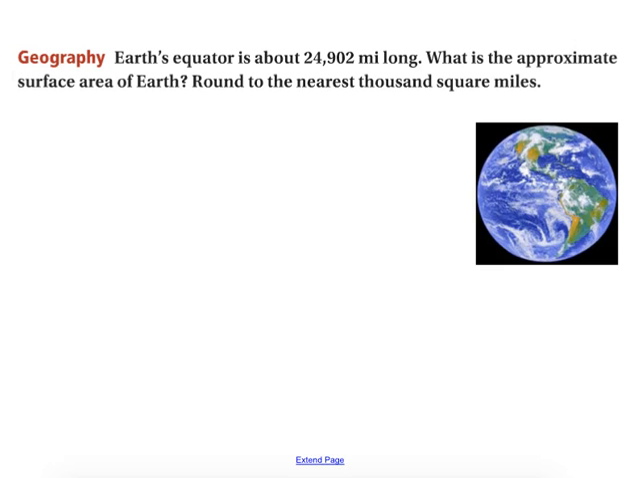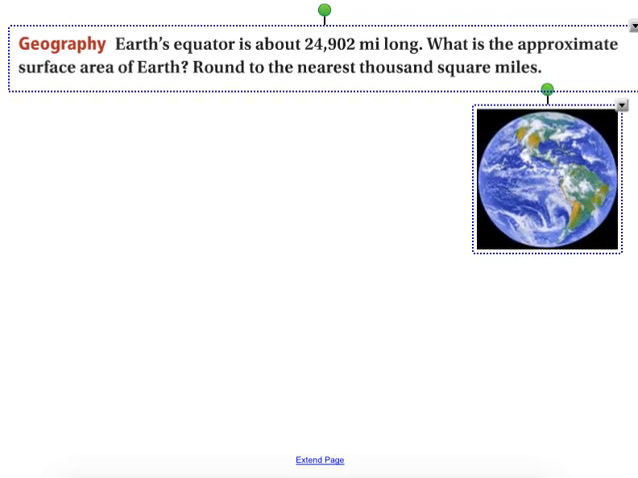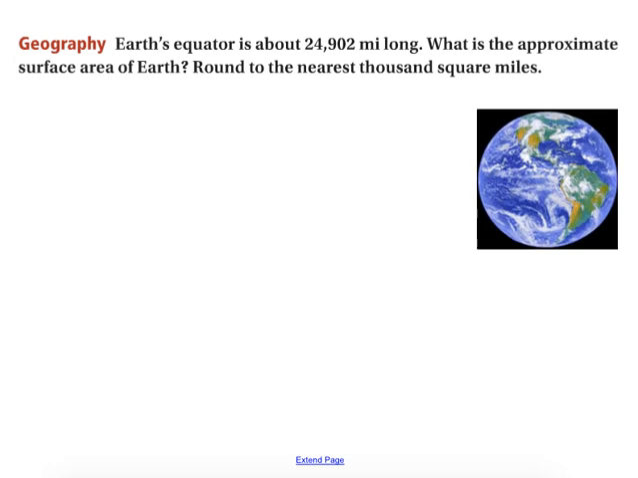A little geography here. Earth's equator is about 24,902 miles long. What is the approximate surface area of the Earth? That equator is actually our great circle's circumference. So we're told right here that the equator is the circumference. Remember I said that radius plays a pretty big role today? Well, with the circumference we can find the radius and plug it in to find the surface area.